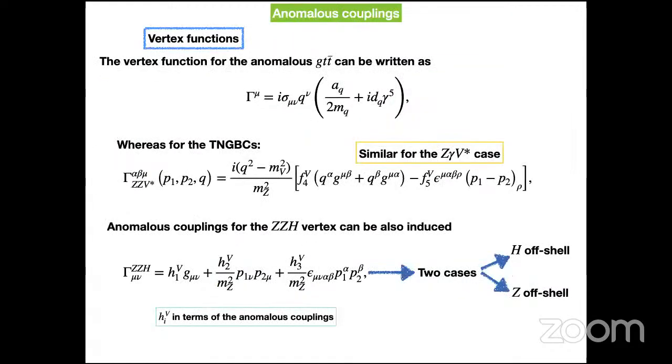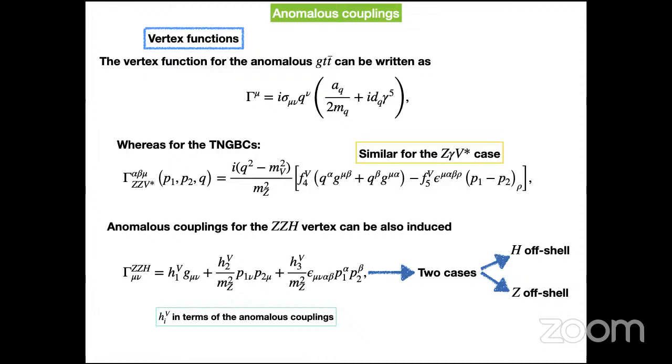Another motivation to study this kind of coupling is that we can introduce the anomalous couplings through effective Lagrangians. In this case, first I show the vertex function for the gluon top anti-top coupling, which can be written as I show here.